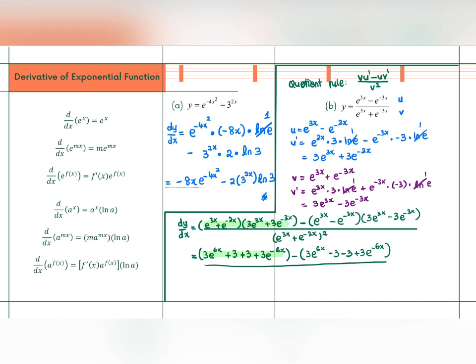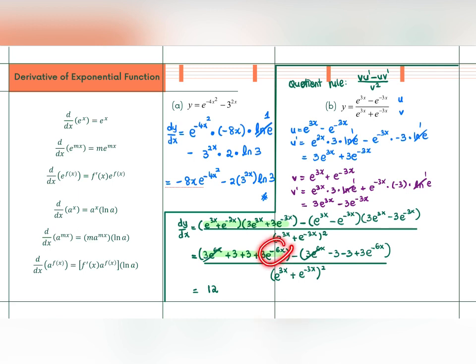Okay, bahagi dengan denominator masih lagi sama, e of 3x plus e of negative 3x. So ini kita biarkan dia macam ni sahaja. Okay, last kali our final answer should be, let's look here. 3e kuasa 6x tolak 3e kuasa 6x. So these two can cancel. Okay, and then 3 tambah 3 dapat 6. Negatif 3 tolak negatif 3 dapat negatif 6. 6 tolak negatif 6 dapatlah 12. So saya ada 12.